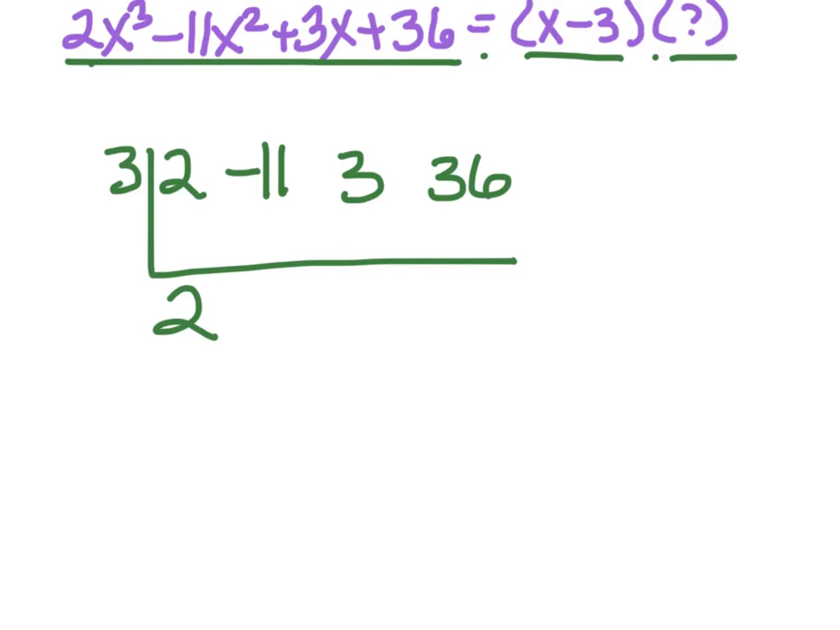I'll bring down the 2. 3 times 2 is 6. Negative 11 plus 6 is 5.